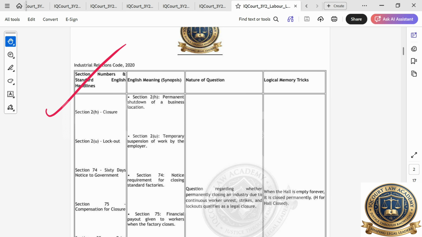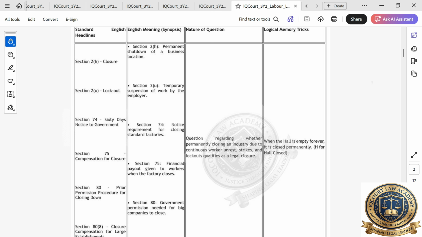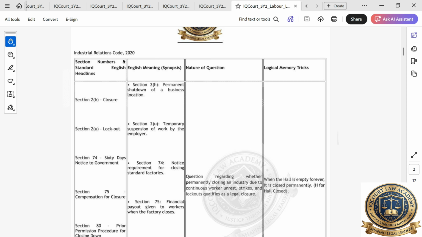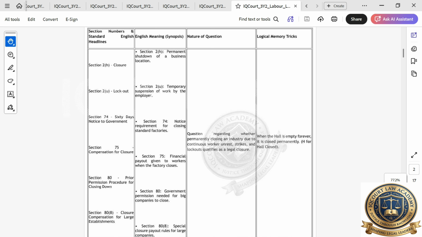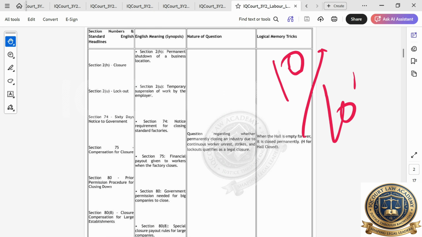You can see Section 2 clause H, 2 clause U, 274. All these sections you have to write if you want to get the complete marks. Actually, for this you need to write only this one section, which is sufficient, but we are trying to impress the evaluator by writing all the relevant sections so that you get 10 out of 10 in a fully effective manner.